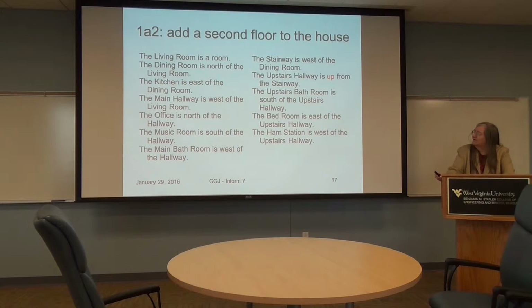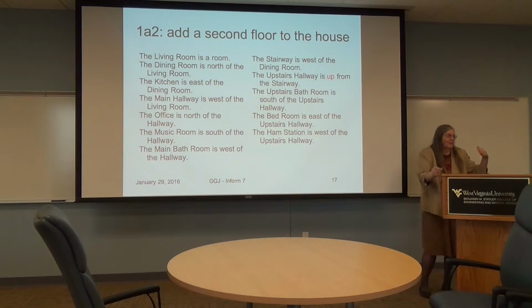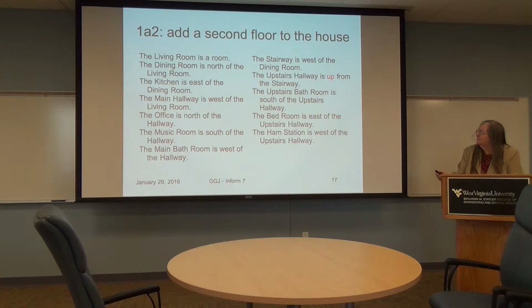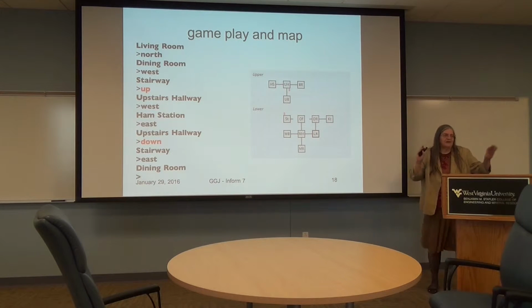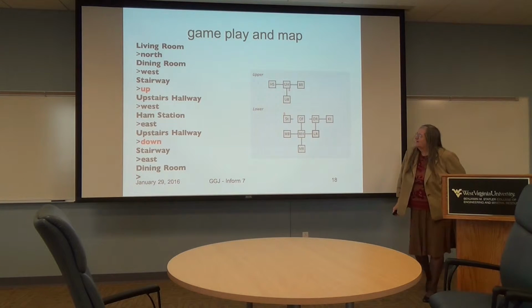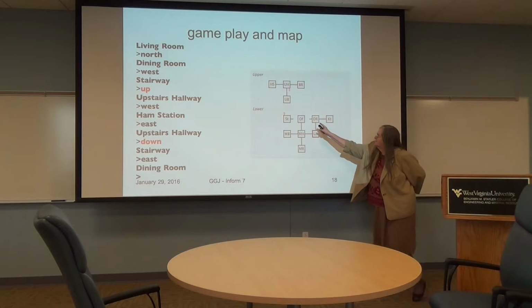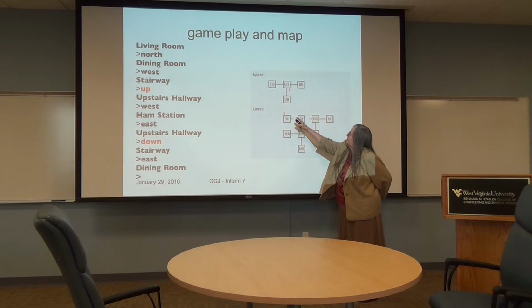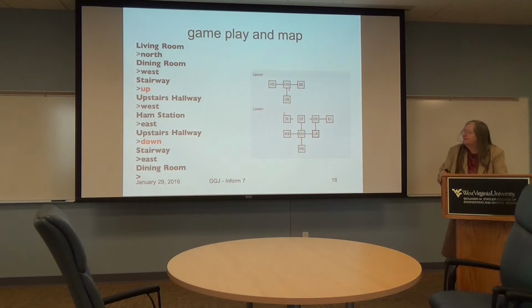I can add a second floor to the house, and you see up here, I said the upstairs hallway is up from the stairway, so I can go up and down and have lots of layers. And so now I see the map. Now that I've added some extra rooms, and again, you've got complete examples in the handouts, so you can easily remember this or check it out later on. You see some red arrows saying, let's see, the stairway is west of the dining room, up from the stairway is the upper hallway, etc. So it's a way of helping me see the different levels of my house or of a dungeon, as in Rogue or NetHack.